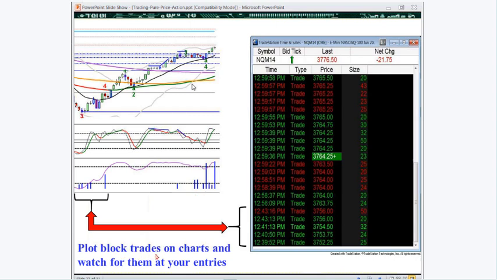Block trades. Now, this is the NQ, the NASDAQ 100 futures. And so I set it, and this is another thing that I went in and changed, where I said, okay, TradeStation, I only want you to plot trades on here that are 20 contracts or more.